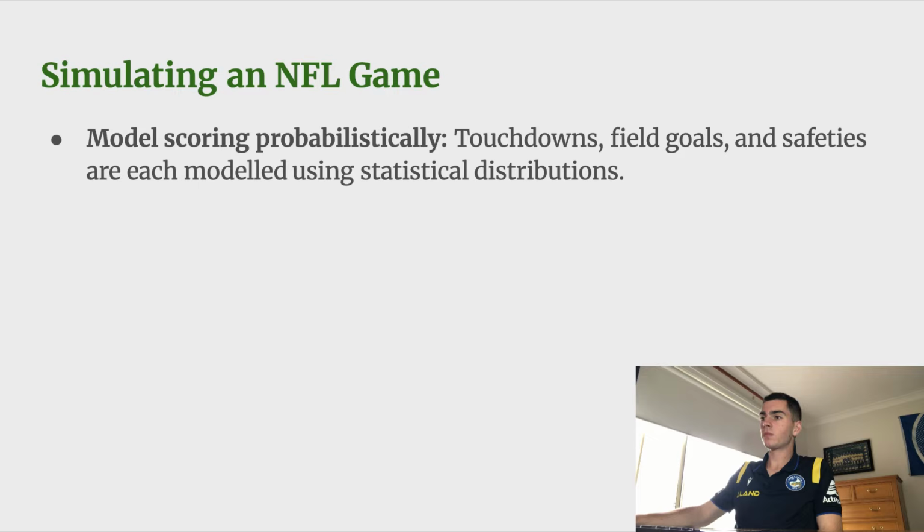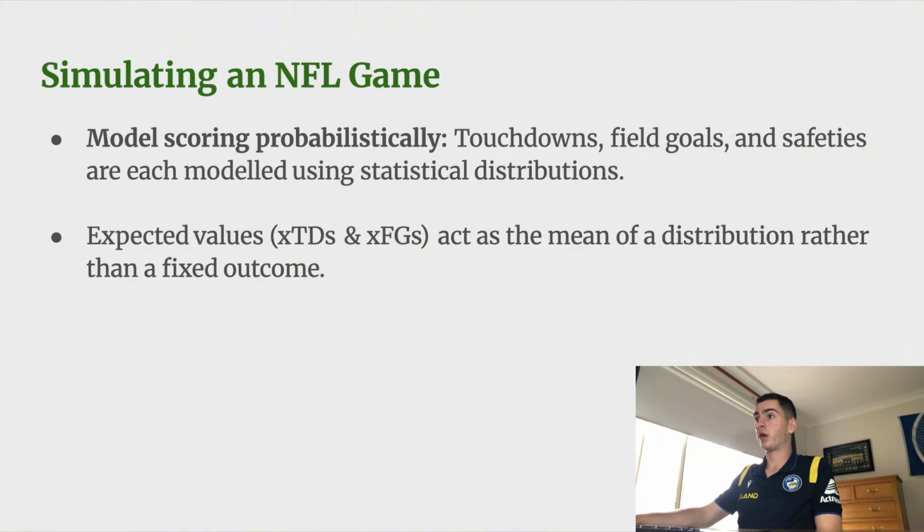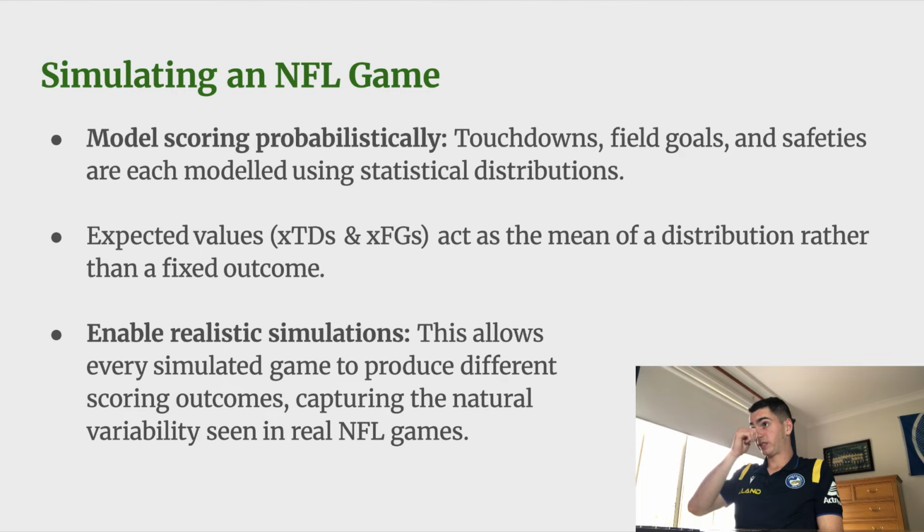To simulate a full NFL game, we first need a proper probability model for each scoring component: touchdowns, field goals, extra points, and safeties. So instead of treating the expected values like fixed numbers, as I said before, we treat them as the means of an actual statistical distribution. That way, every single simulation can produce a different number of discrete touchdowns and field goals, just like real games.